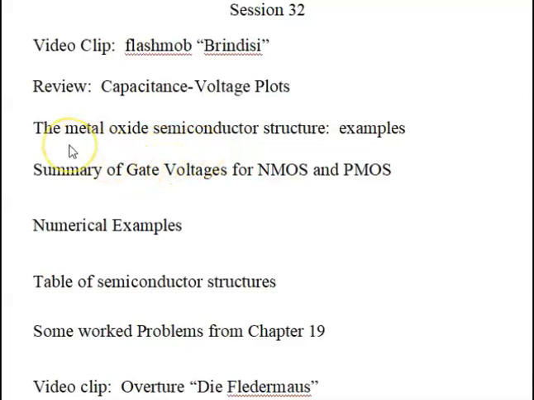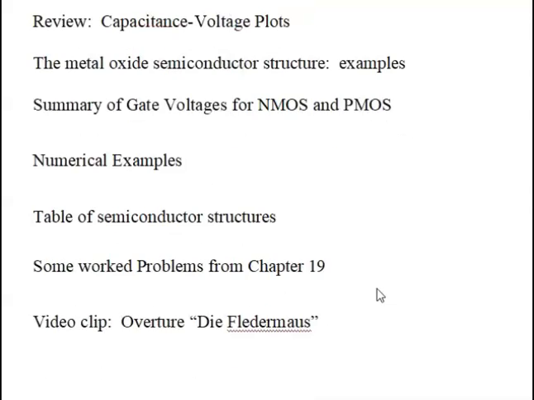And then we're going to look at the MOS, the metal oxide semiconductor structure, give some examples both for NMOS and PMOS, then some numerical examples, a table which summarizes basically the whole thing, and we'll then go on to 2 work problems which illustrate some of these concepts from Chapter 19. Chapter 19 is the chapter which is work problems in metal oxide semiconductor structure, and we'll end with a joyous rendition of part of the overture to Strauss's wonderful operetta, Die Fledermaus, the Bat.